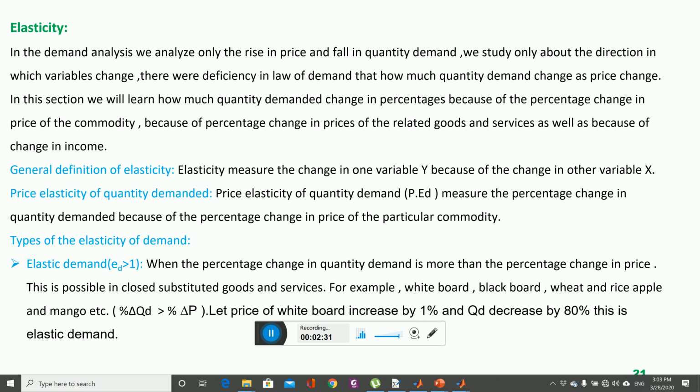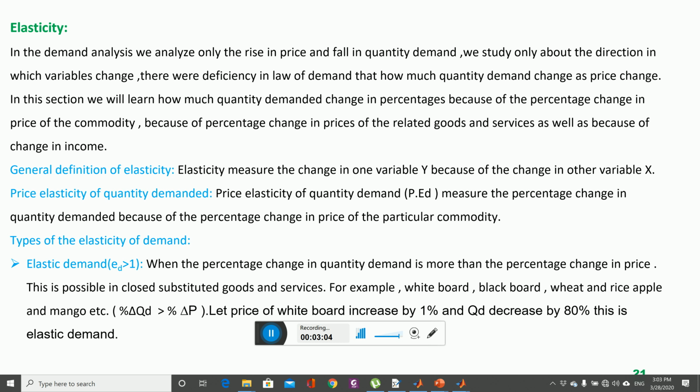But here, to cover that problem, economists introduced the concept of elasticity, and elasticity is the concept in which we will learn how to measure the change in quantity demanded in percentages if the price of any particular commodity changes in percentages. It means simply that the elasticity concept tells us how we can calculate the change in quantity demanded because of the change in price.